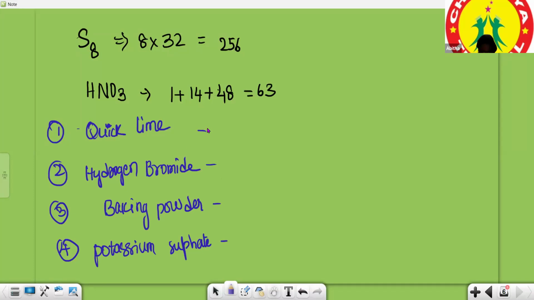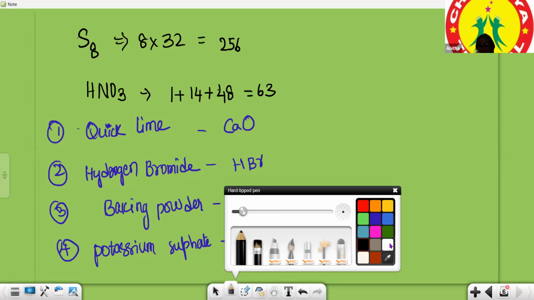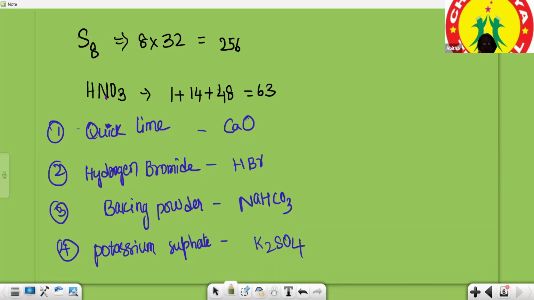So quicklime formula is CaO, which is calcium oxide. Hydrogen bromide is HBr. Baking powder is NaHCO3, which is sodium bicarbonate. Next, potassium sulfate is K2SO4. So these are the formulas. Now we have to tell what elements are present in each. In CaO, which elements are combining?